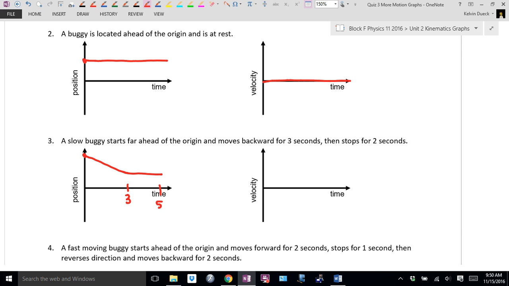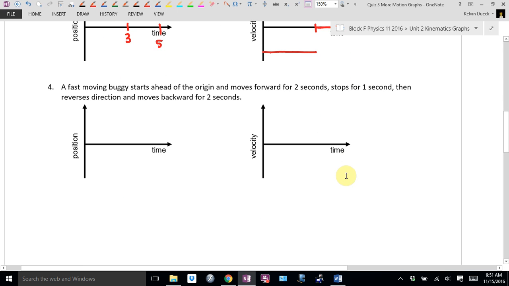What would the velocity time graph look like? Moving backwards, below the x-axis for 3 seconds, and then stops for 2 seconds, which would be 5 seconds in total. Again, Sally, if you didn't put the numbers on there, I'm not going to be fussy. I'd look for a horizontal line below the x-axis and a horizontal line on the x-axis, and technically that second line should be shorter than the first line because less time.